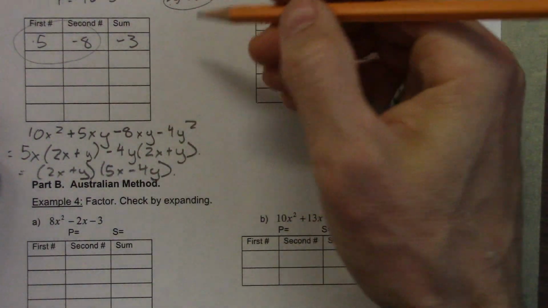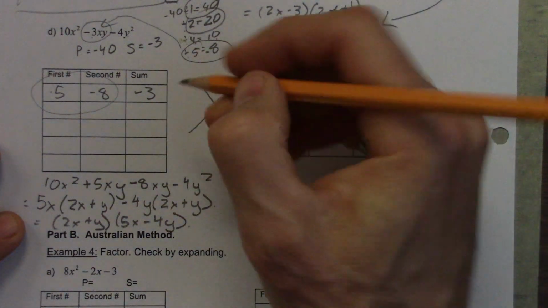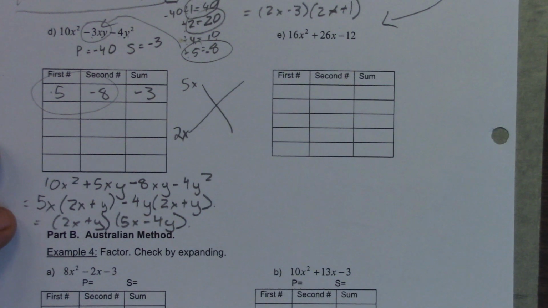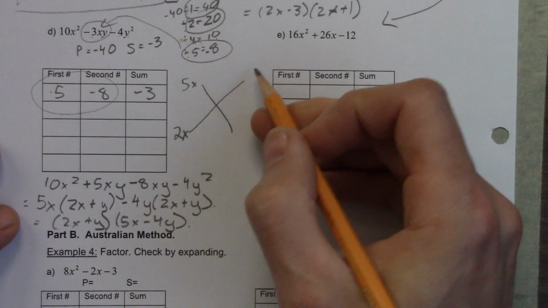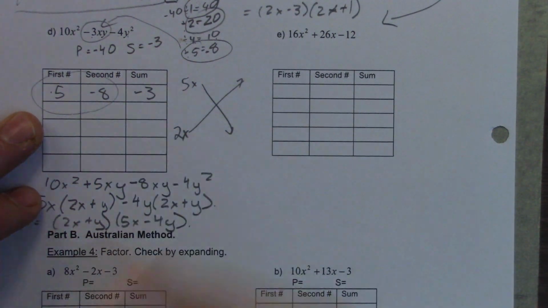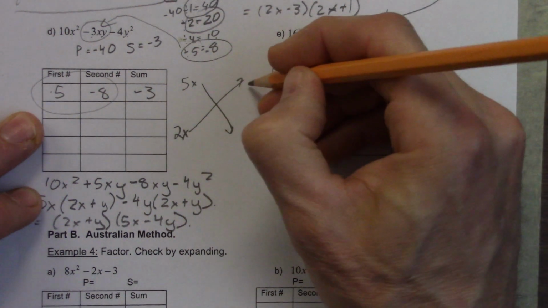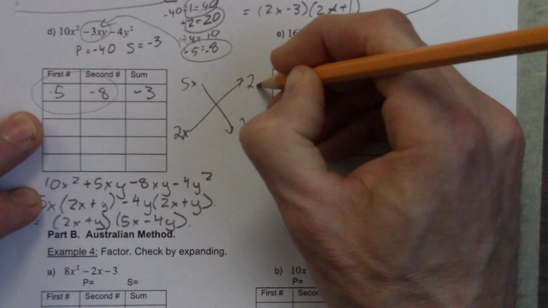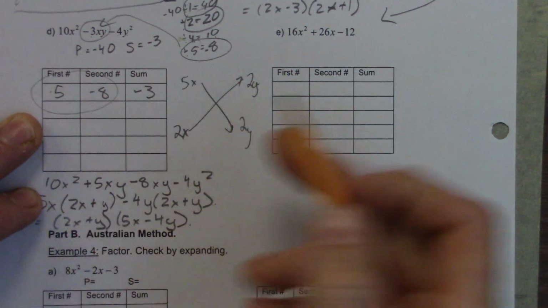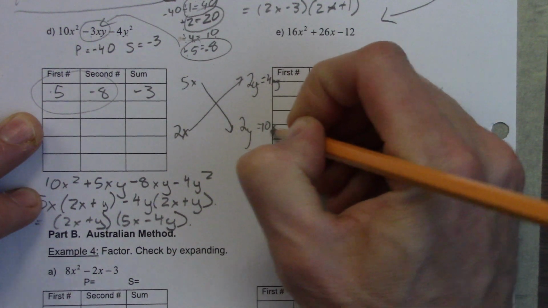Okay, we want to go with the fast method. We're going to do our x. Now we have 10x squared, so let's do 5x and 2x. And then we need two numbers that multiply to give us negative 4. So let's try 2 and 2. It would actually be 2y and 2y because we're looking for 4y squared. So 2y and 2y. So we get 4xy and 10xy.